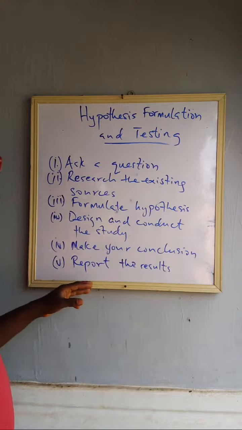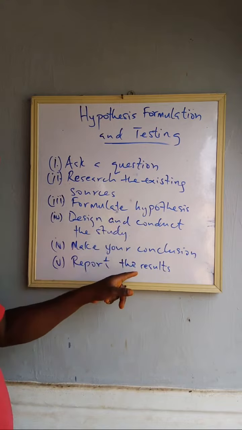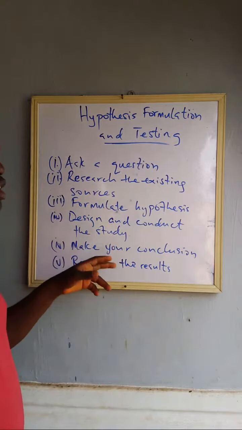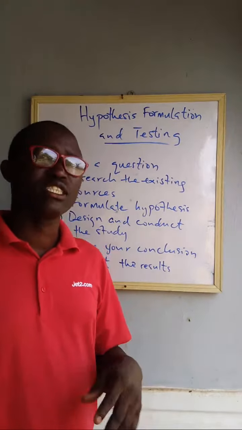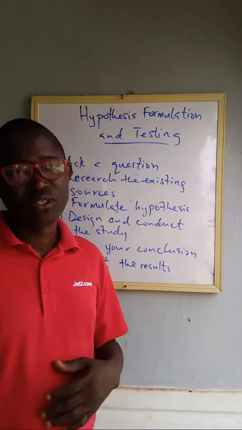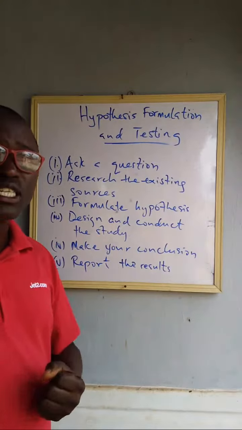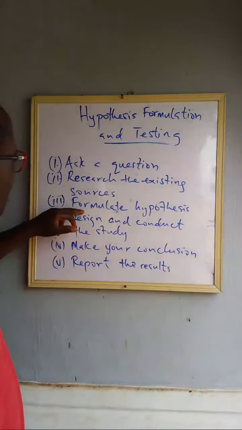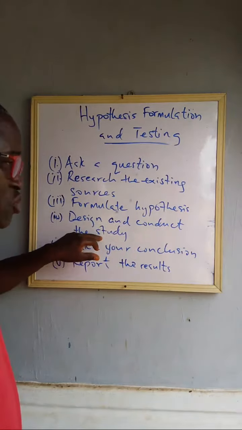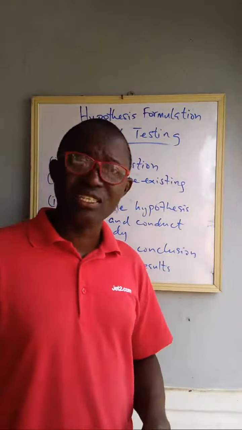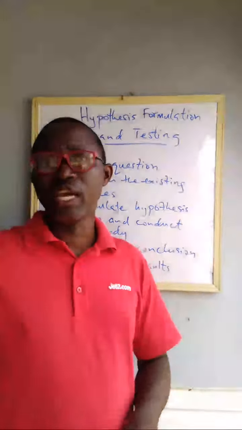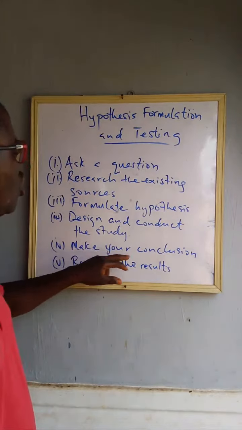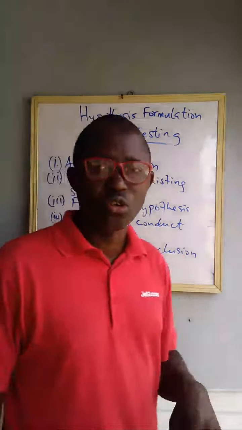Because we usually have a null hypothesis and an alternative hypothesis. So it is either we take one and reject the other. If you accept the null hypothesis, you will always reject the alternative hypothesis. But if you accept the alternative hypothesis, you have to reject the null hypothesis. This can only be possible after you have designed and conducted the study, and you have followed the statistical analysis, and then you compare your value with the value you have on the standard table of values. Then you'll be able to make your conclusion.